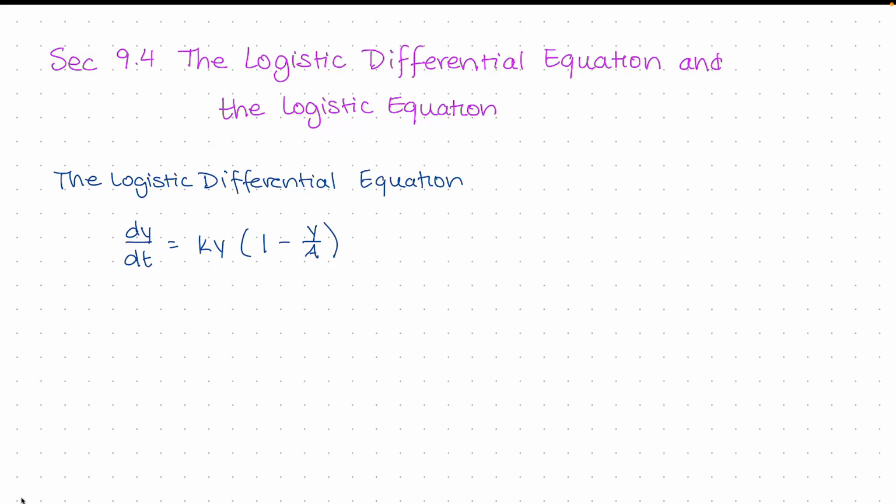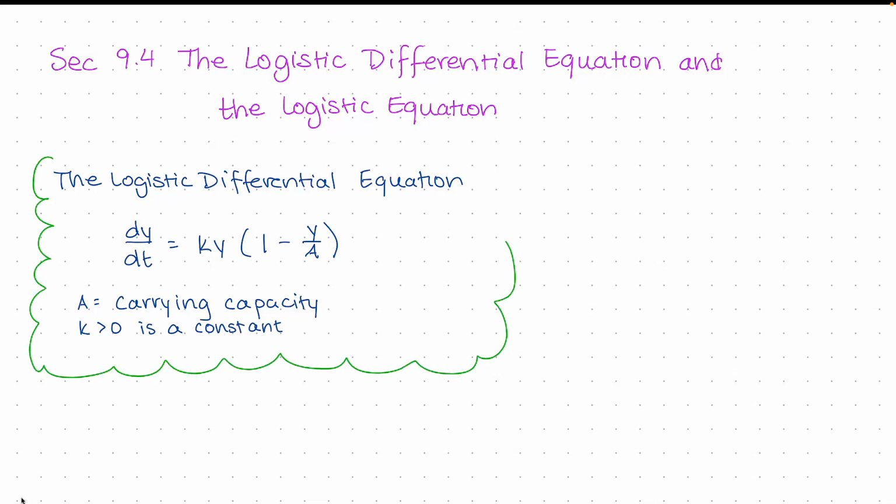So let's examine this a little bit. This represents logistic growth, which we're going to look at what that means. You might have seen it in biology, because it's usually used in that kind of setting, but it can be used in other settings. A is called the carrying capacity. And k is a positive constant. So let's look at a graph that would be modeled by this.